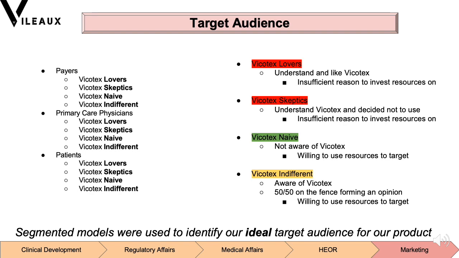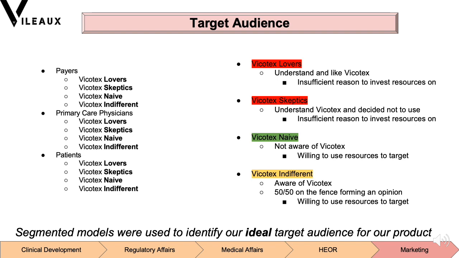Vicodix lovers is highlighted in red because they understand and like Vicodix, so there's no need to target them. Vicodix skeptics understand Vicodix and decided not to use Vicodix. So there's also a reason why we shouldn't target them.